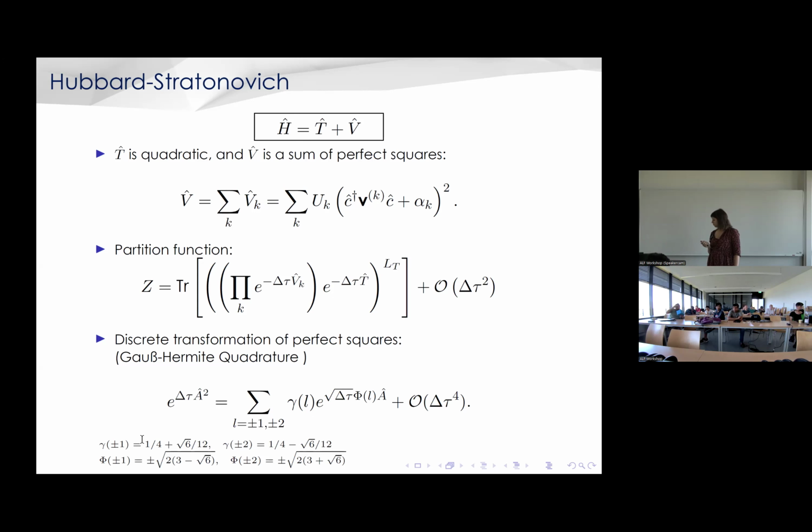The two-valued choice, where you only have plus and minus 1, works well for the Hubbard interaction, where you make use of the fact that the fermionic density operator squared is the fermionic density operator itself. But this equation holds for Hermitian operators A, and it's not specific to the density. I see. Thank you so much.